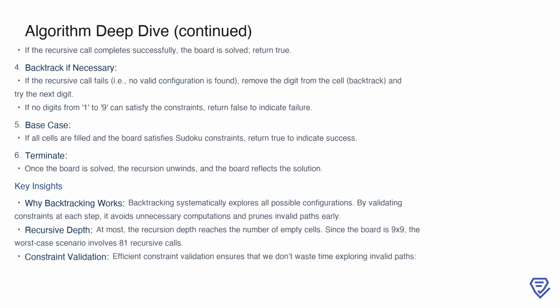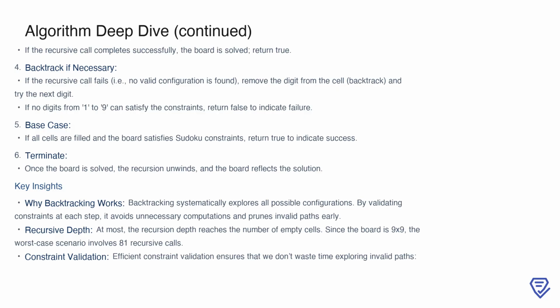If the recursive call is successful, it means the board is solvable with the current placement, and we can return true. However, if the recursive call fails, this indicates that no valid configuration is possible with the current digit in that position. In such cases, we backtrack by removing the digit and trying the next possible digit. If none of the digits from 1 to 9 satisfy the constraints for that cell, we return false, signaling that the board is unsolvable with the current configuration.